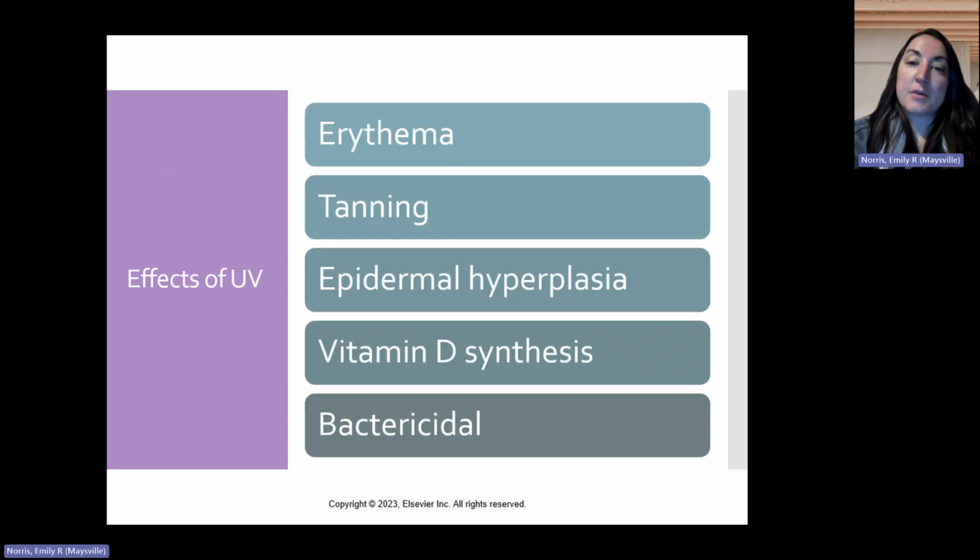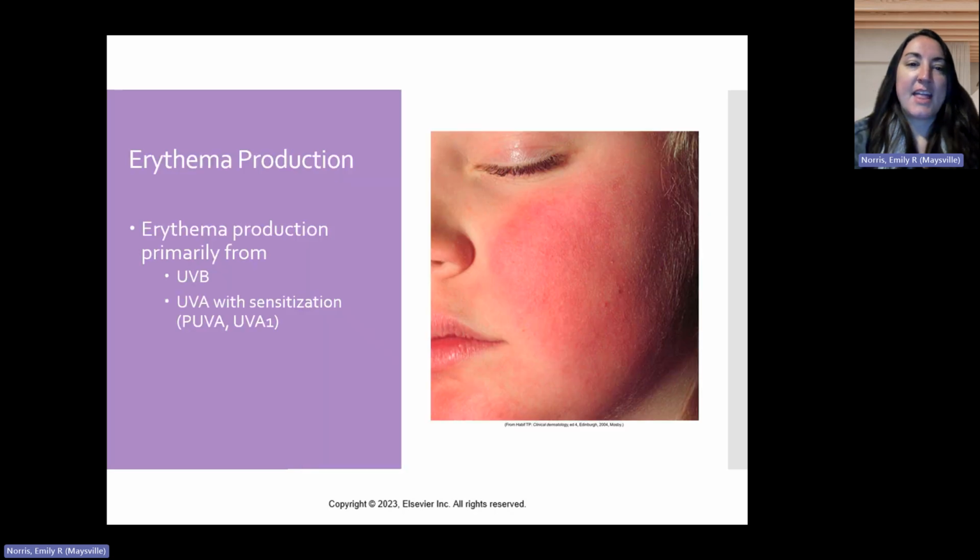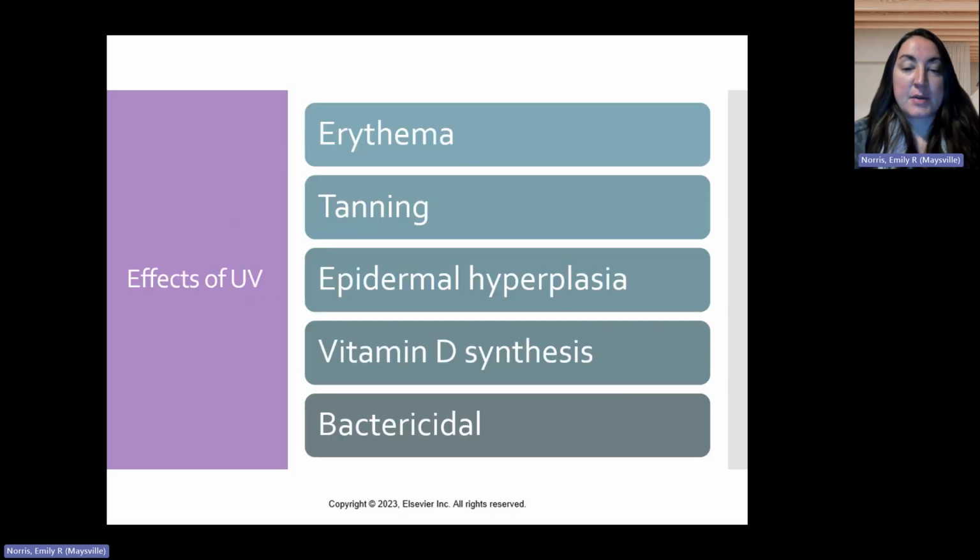Some of the effects: erythema, which is that red coloring of the skin; tanning; epidermal hyperplasia; vitamin D synthesis; and bactericidal effects. So back to that. So it kills bacteria, it helps you make your vitamin D, and then the others aren't necessarily desired effects. They're just some of the effects they have, but they do help us decide dosage and how much is safe for a patient.